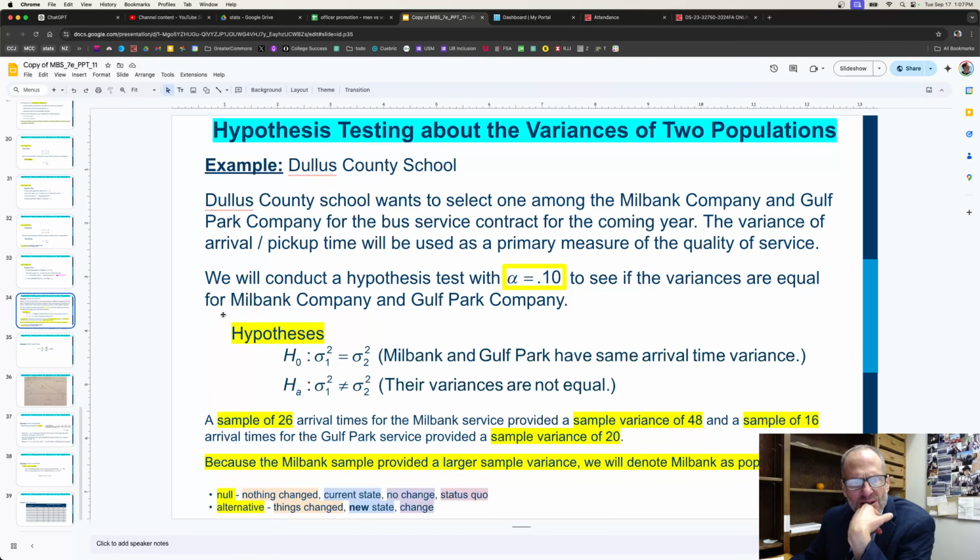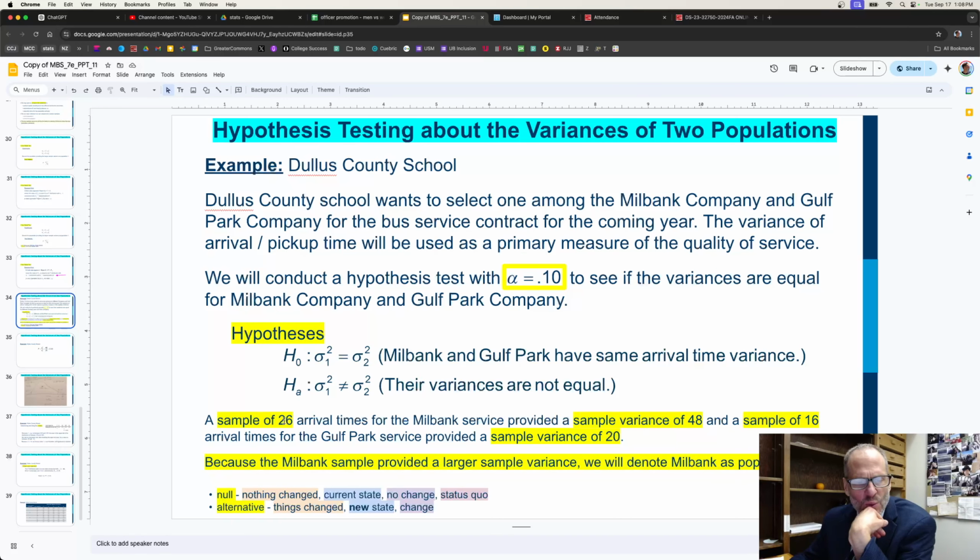And to see if the variances are equal for the Millbank Company and Gulf Park. So our null hypothesis, again, equality goes in the null hypothesis, is that they're equal. And you could also say we're just going to start from the assumption that that's the status quo, the current state, that they provide equal service. And the alternative is that the variances are not equal.